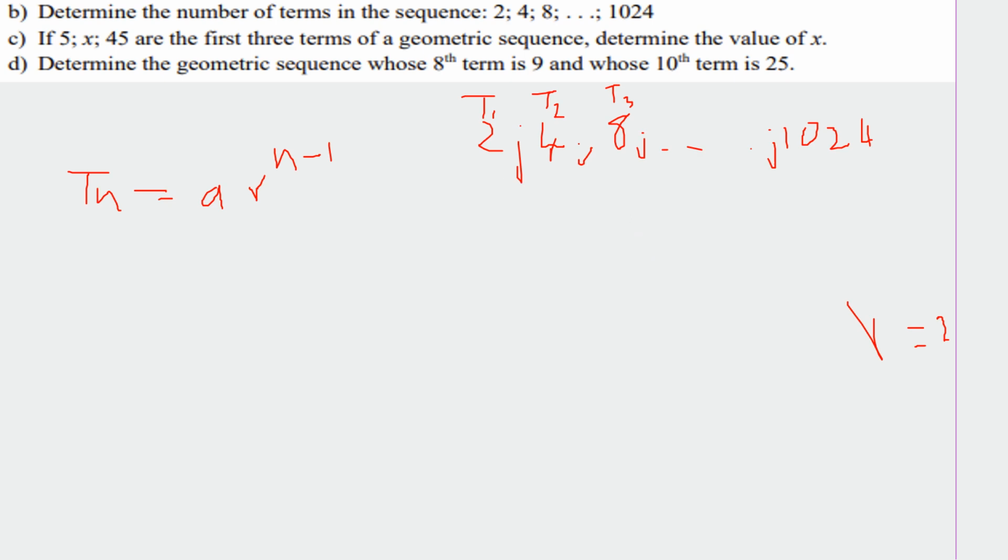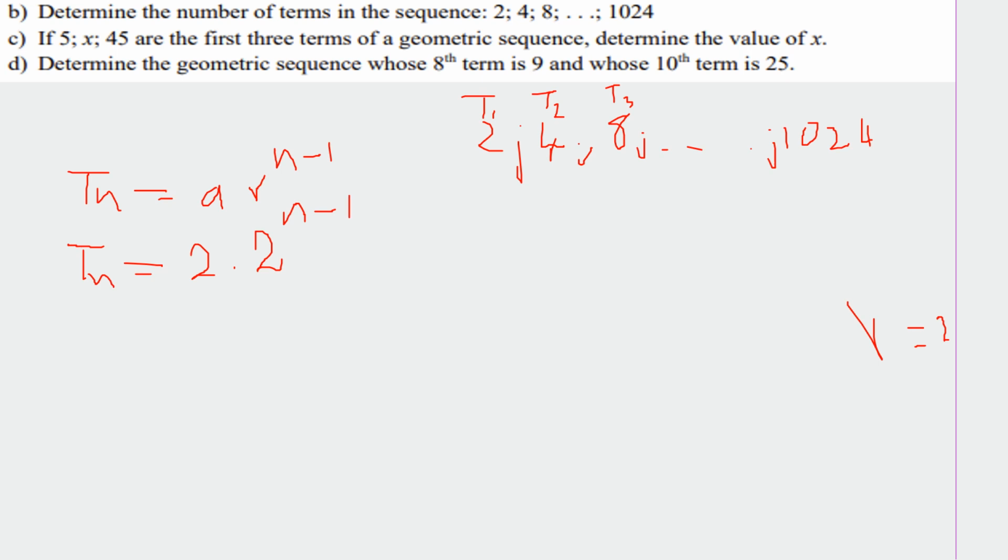Okay, so now remember A represents what? The value of the first term. So when we substitute in our equation, the value of A will be equal to 2. And now the value of R is 2, because we have proven that the ratio is constant between two consecutive terms.